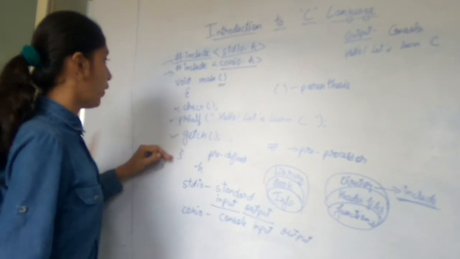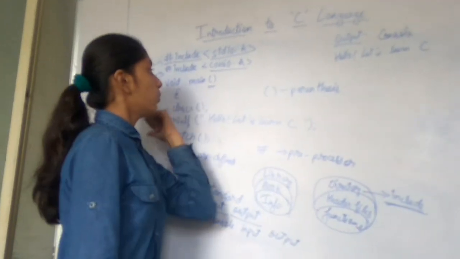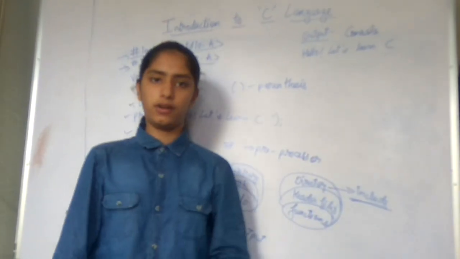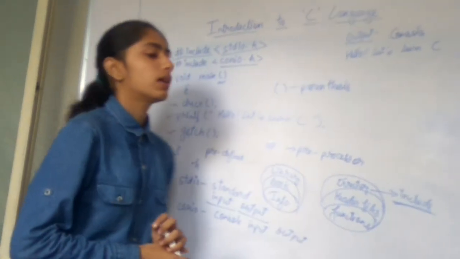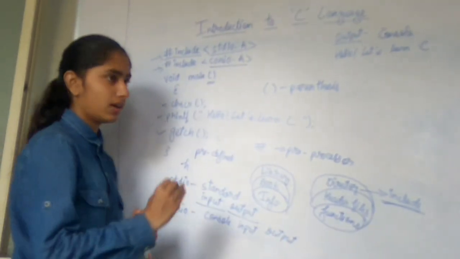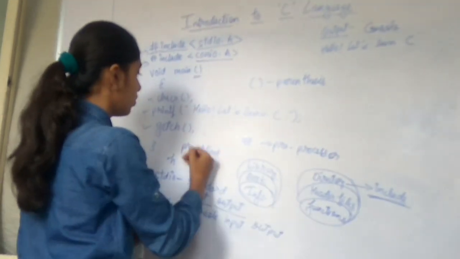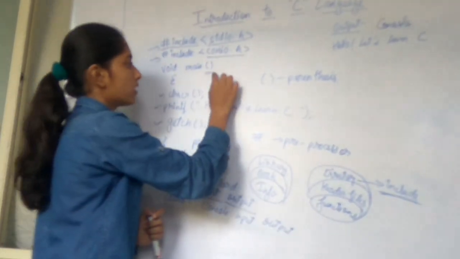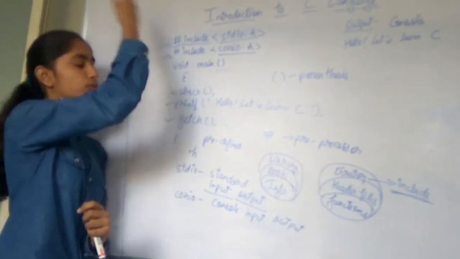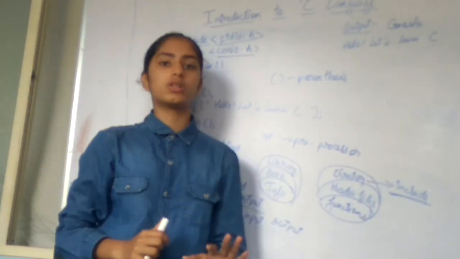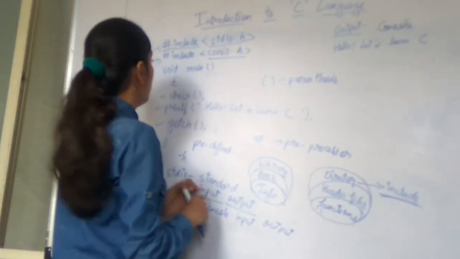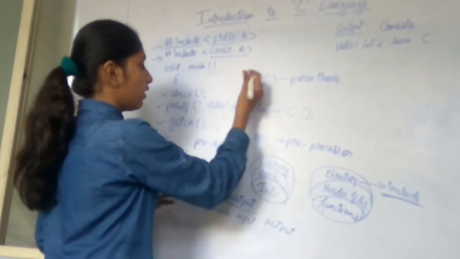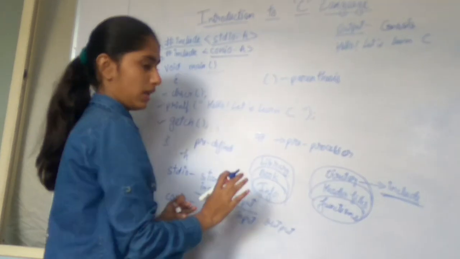Now coming on to void main. So void main is a user-defined function, but yet a compulsory function, because the compiler has been instructed that you need to execute your code from void main. Which means if you write 1000 lines before this void main, the compiler will still start its execution from this line only. So void main is a user-defined function which is a compulsory function.